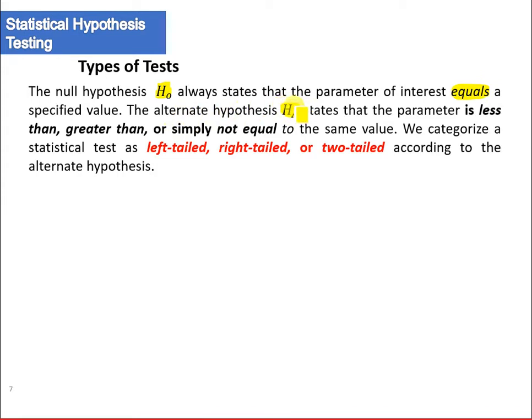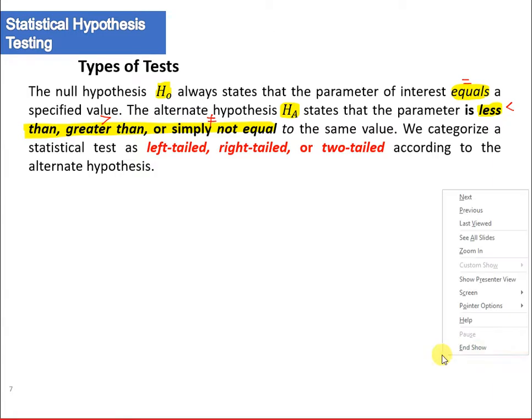The alternative hypothesis, that is HA, states that the parameter can be less than, it can be greater than, or is simply not equal to. So we have three choices for the alternative hypothesis. What I'm saying is we have just one choice for the null hypothesis, and for the alternative hypothesis we can have less than, greater than, or simply not equal to.